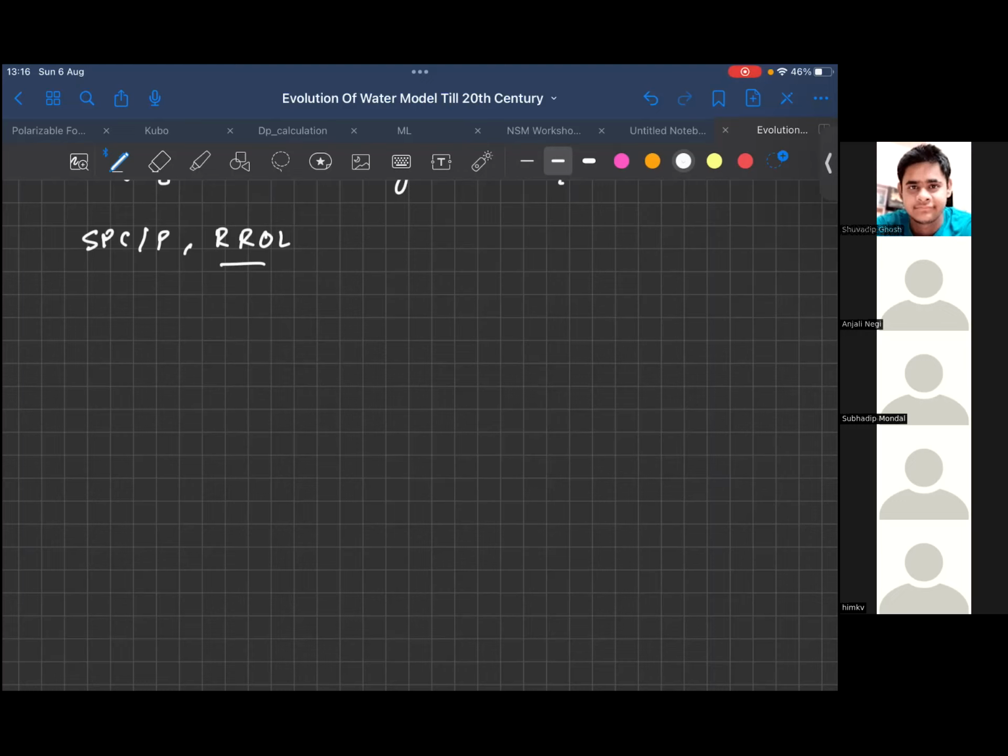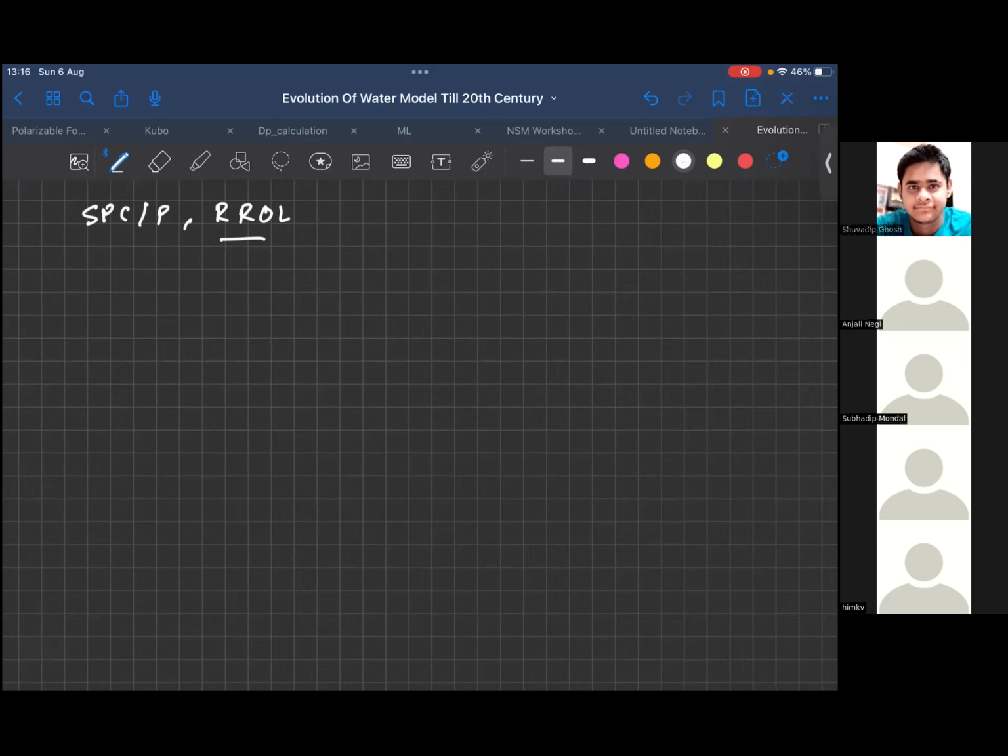So at that time, the scientific community had no answer as to why the introduction of polarizability, or the polarization effect, in computer simulation was not giving any satisfactory result. After that, as we all know, they gave some satisfactory results.